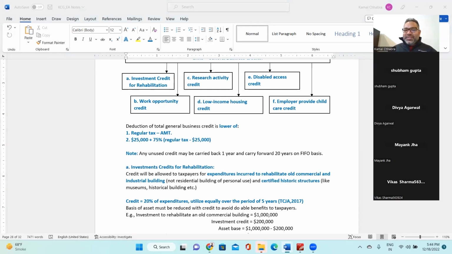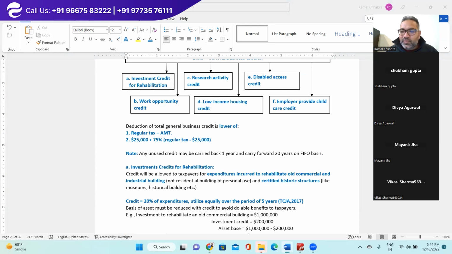I heard your answer. I'm just talking to the others. How many years can we take credit of the investment? So 5 years. 5 years? Yes, sir. How about the others? 5 years or 20 years? Mayank? Sir, I also just read 5 years, that you usually utilize over the period of 5 years. So it's written, my answer will be 5 only. Garima, Rajat? So 5 years.